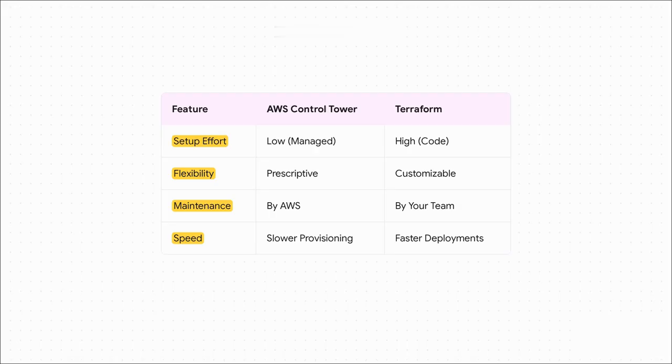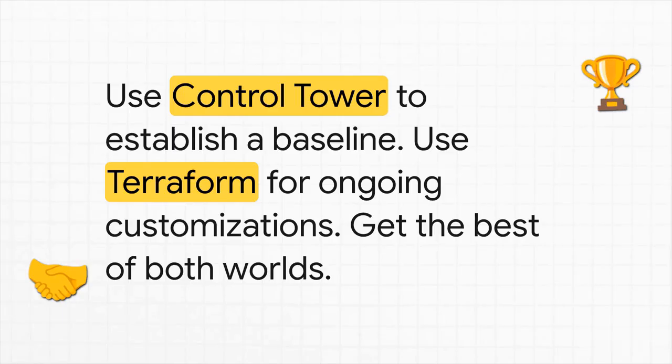Control Tower is ideal for teams who want to get started fast and value standardization. Terraform is for teams who need deep customization and live and breathe those GitOps workflows. But here's the secret that a lot of experienced teams have figured out. You don't actually have to choose. In fact, one of the most popular and powerful strategies is a hybrid approach. You use Control Tower to lay down that initial, secure baseline and to provision new accounts with all the basic guardrails. Then, you use Terraform on top of that to handle all the specific ongoing customizations your applications need. It's truly the best of both worlds.